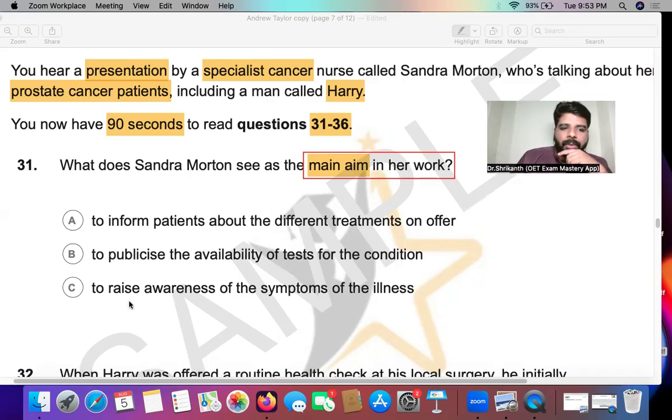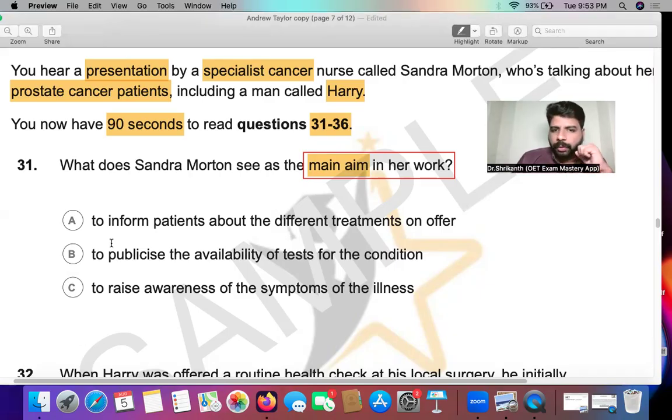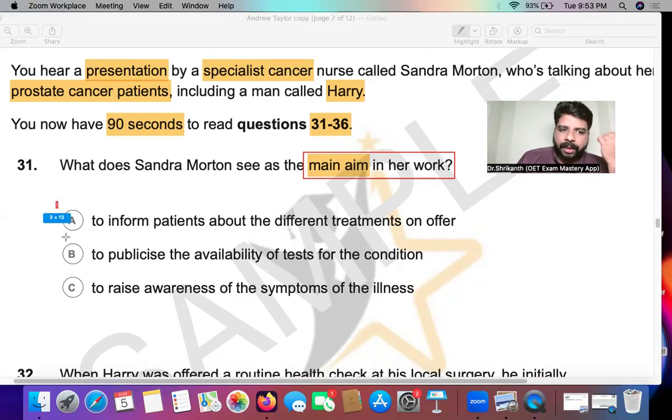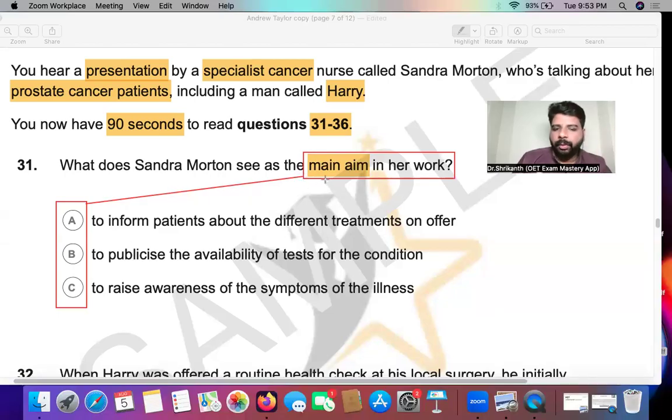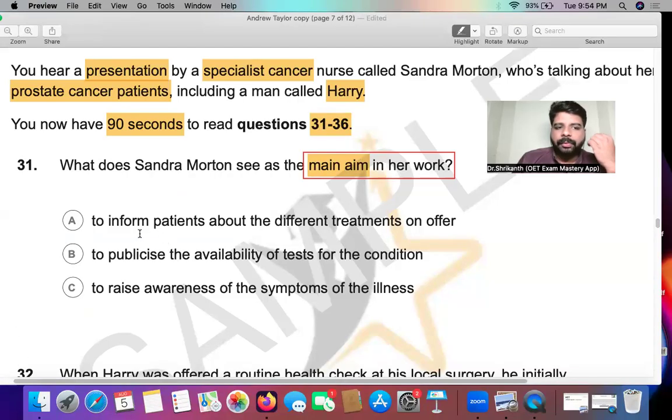So let's take a look into the answer options over here. What are answer options A, B, and C? They are all potential main aims of a work. So maybe A could be the main aim of our work, B could be the main aim, or C could be the main aim. But among these three, we have to find the right one. So let's take a look into the first answer option over here. First answer option is this one: to inform patients about the different treatments on offer.